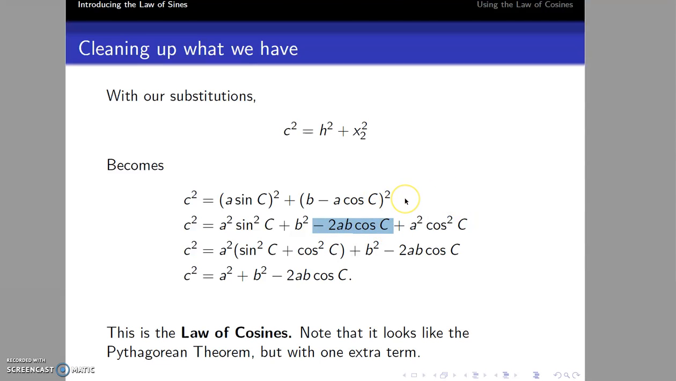When you're squaring a binomial, when you're squaring this minus this, you FOIL that out, and you end up with b squared minus 2ab cosine c, and plus a squared cosine squared c. And then when we clean it up a little bit, right, I've got this a squared sine squared here and this a squared cosine squared here. I can factor out the a squared, leaving us just with sine squared plus cosine squared, which again is just 1, incidentally by the Pythagorean identity.